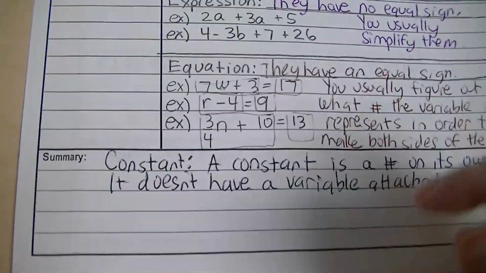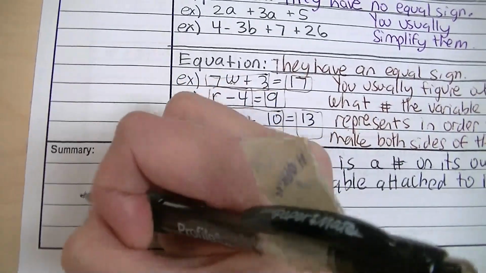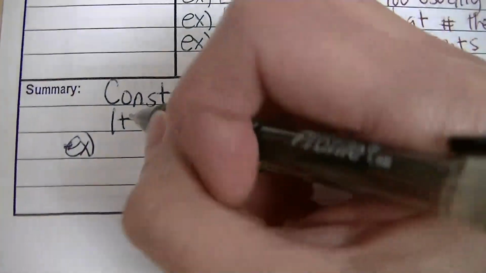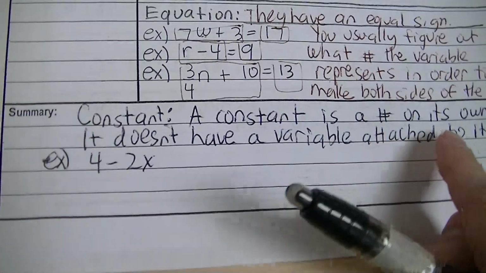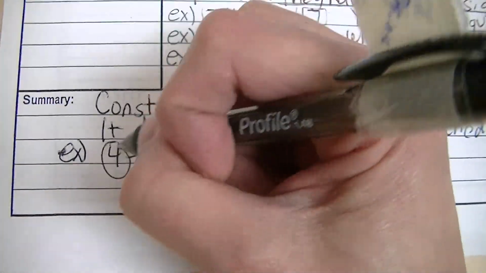So for example, oops, that's supposed to say example. Okay, example, if I had 4 minus 2x, well, look for the constant. It's a number on its own. It doesn't have a variable attached to it. So the constant right there is 4.